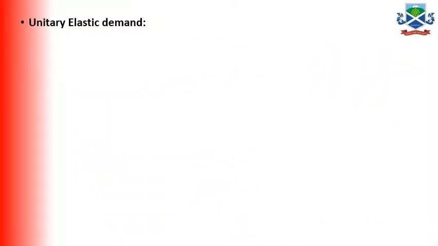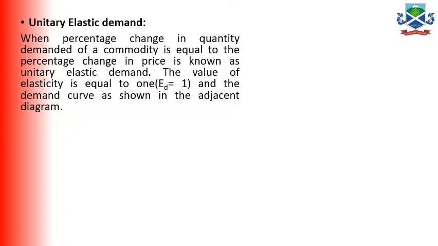Finally we have unitary elastic demand. When percentage change in quantity demanded of a commodity is equal to percentage change in price, it is known as unitary elastic demand. The value of elasticity is equal to 1, and the demand curve is as shown on the adjacent side.